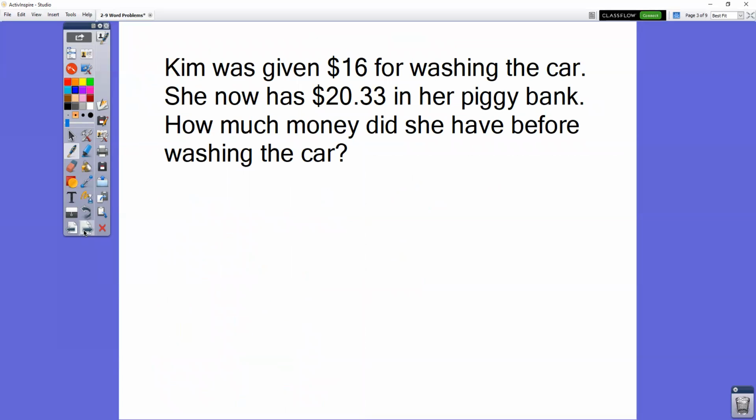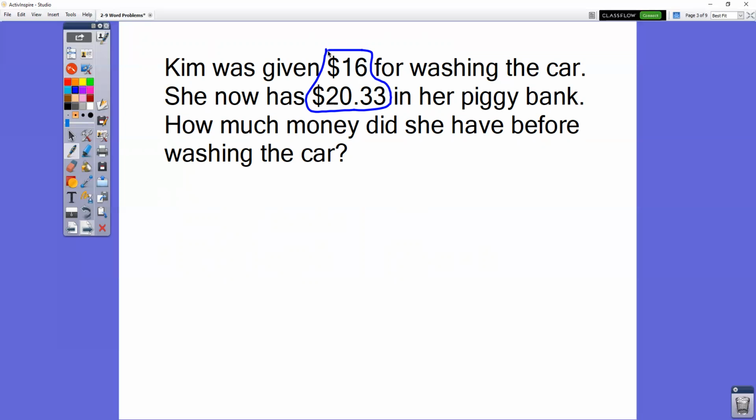When I put this up on the board, I really want you to think inside your head, what operation, if I just said solve it, if I'm not even talking about setting up an equation, what operation, add, subtract, multiply, or divide, would I do to actually solve this? So it says Kim was given $16 for washing the car. She now has $20.33 in her piggy bank. How much money did she have before washing the car? So think inside your head. If I just said to solve it, would you add, subtract, multiply, or divide those two numbers?